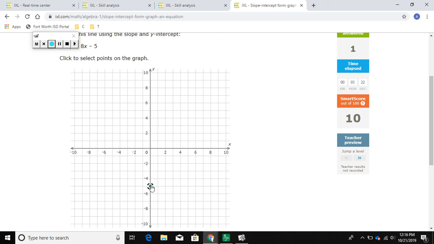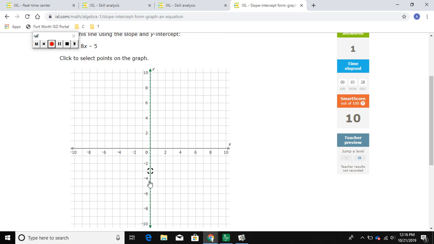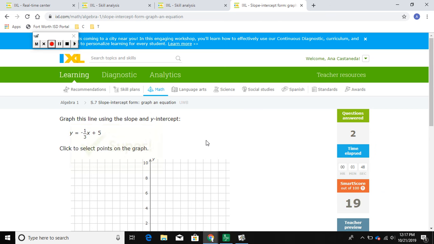I'm going to go up 8 from the banana. The banana was at -5 because that's the one you underline in the equation. So go up 8 from the banana. 1, 2, 3, 4, 5, 6, 7, 8 over 1. Because that's how many I go to the right. 1, 2, 3, 4, 5, 6, 7, 8 over 1. And that's my graph from the equation.